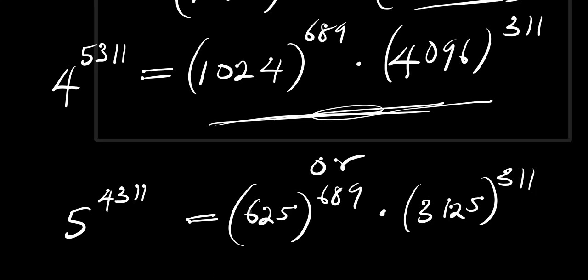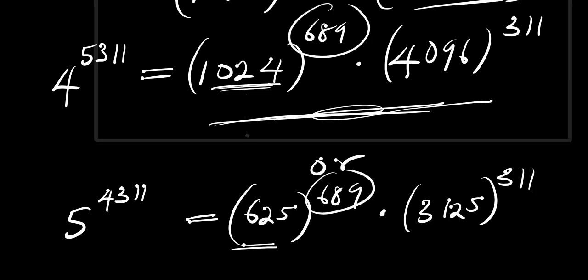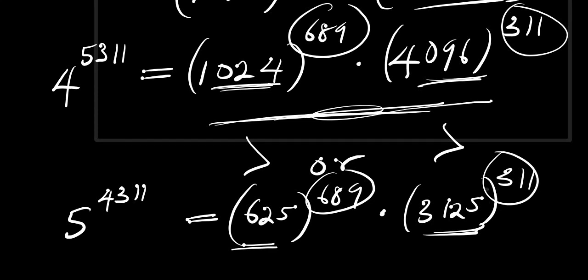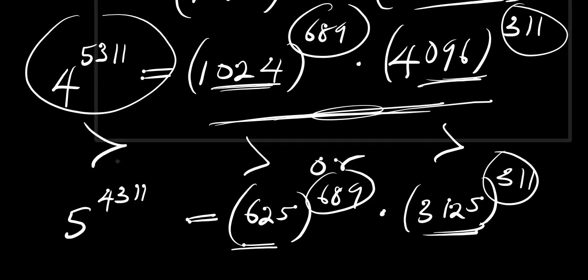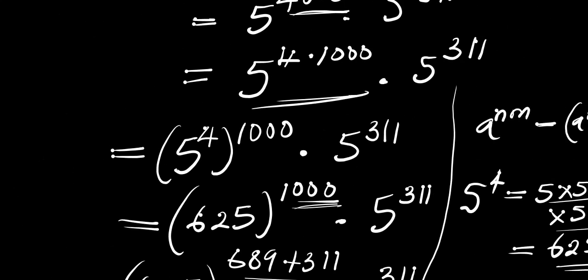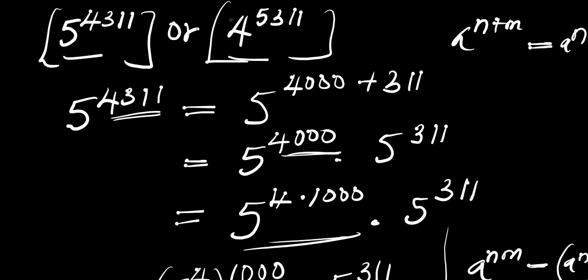Look at it here. This is 1024. This is 625. The exponent here and the exponent here are the same. The 1024 is greater than 625. This is 4096. This is 3125. And this alone is greater. Have you seen that? Since the exponents are all the same. So at this point, we can say that 4 power 5311 is greater than 5 power 4311. So we come over here and we use this sign to demonstrate that this one here is lesser than 4 power 5311. So that is it in this particular video.